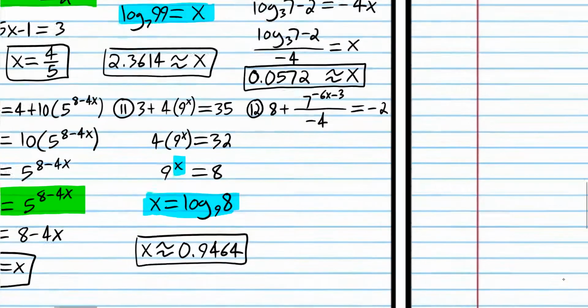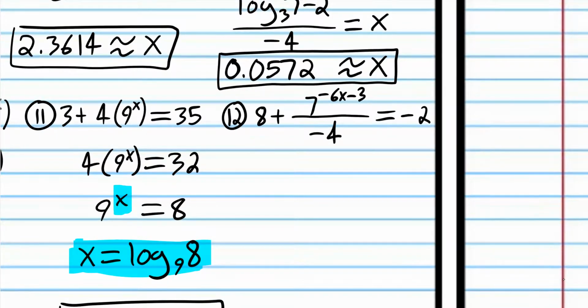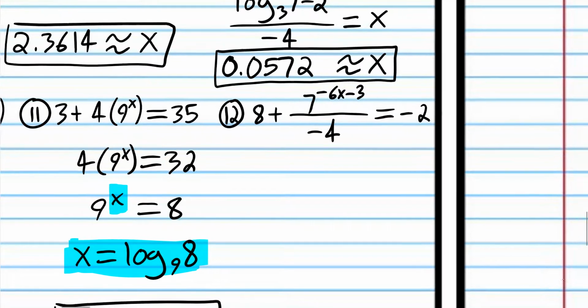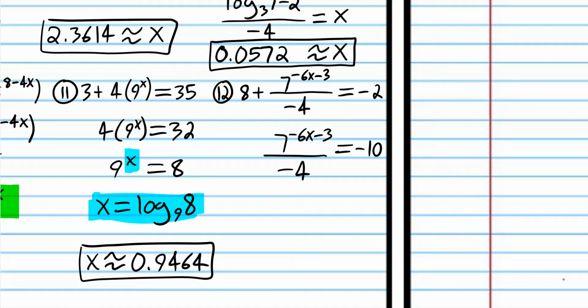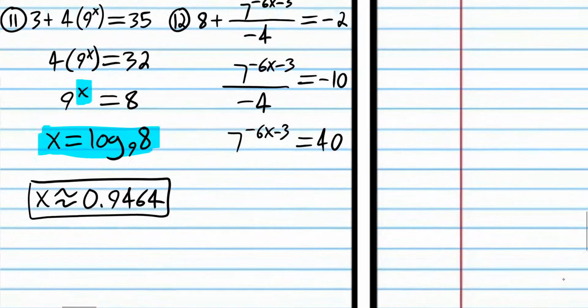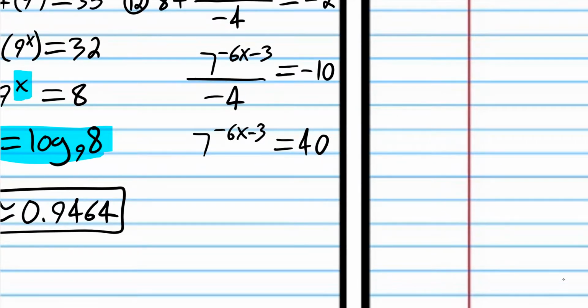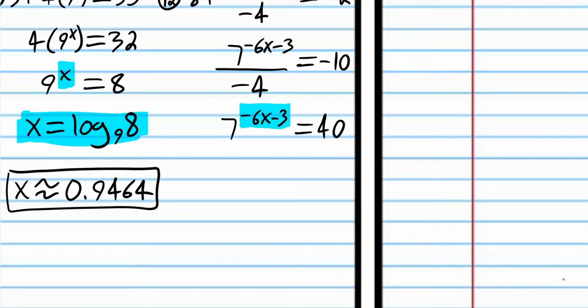All right, we're back. So I'm going to isolate this exponential expression. So I'm going to subtract 8 from both sides. And then I'm going to multiply both sides by -4. And at this point, we're stuck. We can't go any further, because we don't know what to raise 7 to get to 40. 7 to the what power is equal to 40? Well, we don't know. We can't figure that out. So we have to use a calculator.